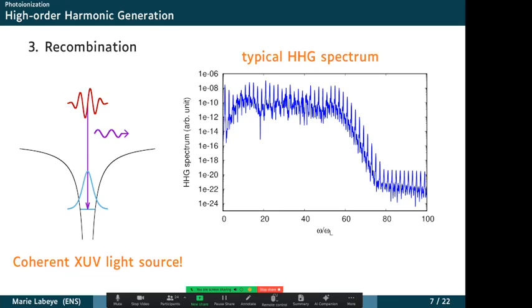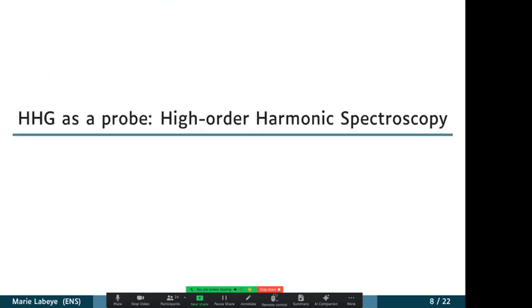And actually the way we've generated the shortest light pulse ever produced, I think the record is around a few tens of attoseconds, maybe 40 attoseconds. And that's how we measure the fastest dynamics that we can measure up to now. So I'll try to illustrate a little bit both these aspects of HHG today. And I start with HHG as a probe. So it's called high order harmonic spectroscopy. It's a spectroscopy that uses the light of harmonic generation to get information on the system.